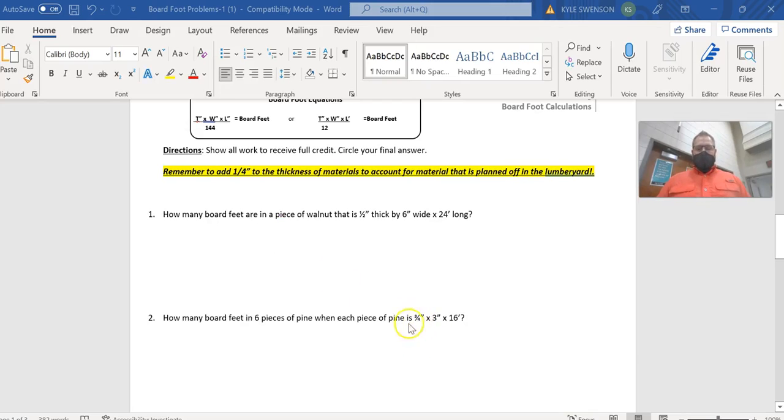Most of the time that's going to be with 3/4 inch material. So like number 2 is 3/4 of an inch thick. So it would actually be 1 inch thick when I use the equation.